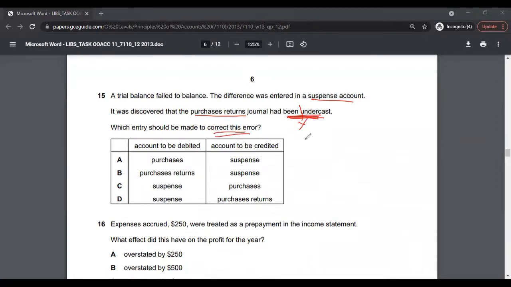To correct this error, we would have an entry of debit suspense and then credit purchases return. So the answer to multiple choice 15 is option D.